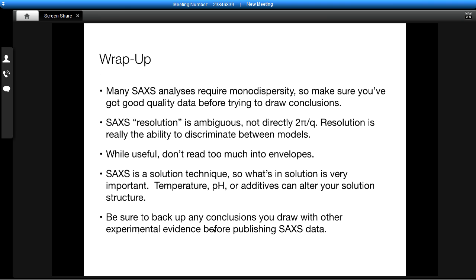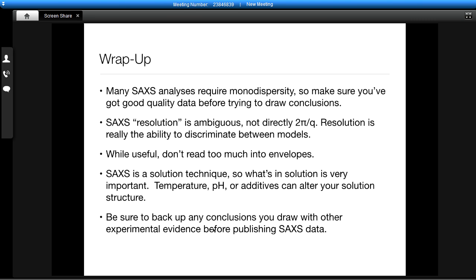SAXS is a solution technique, so what's in solution is very important. If you've got temperature variation or pH sensitivity, you can use this as a very powerful technique to ask how the conformation of my protein changes, or how complex formation changes as a function of pH. Say I throw in ATP and I see that my protein folds or changes conformation. This is one of the most powerful things that you can do with SAXS: screen different solution conditions.